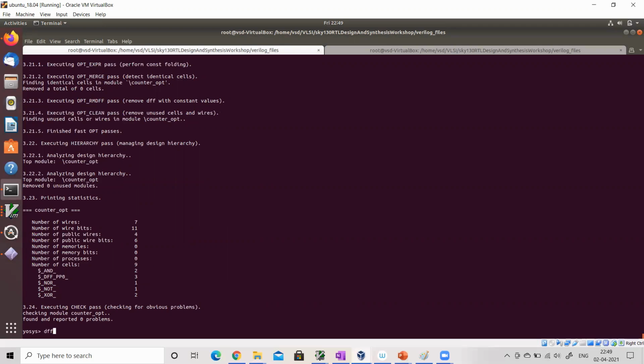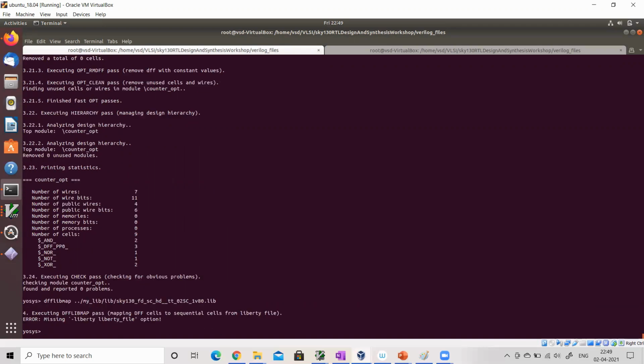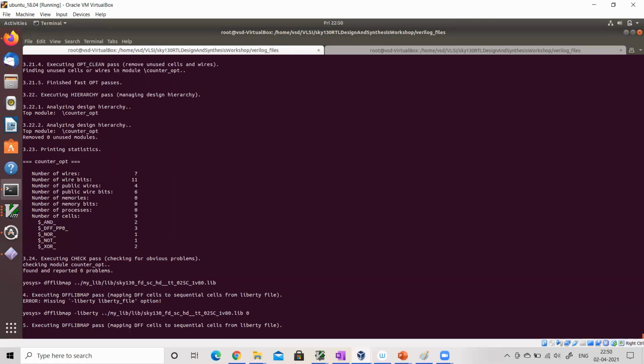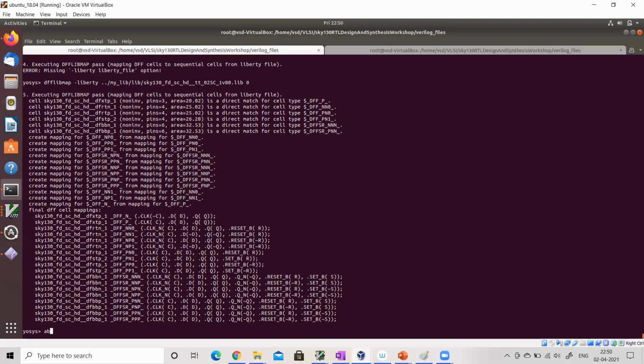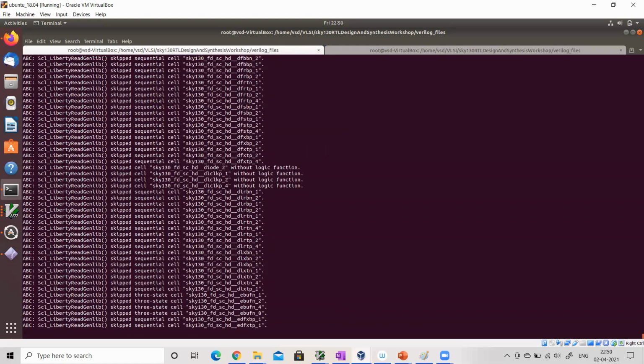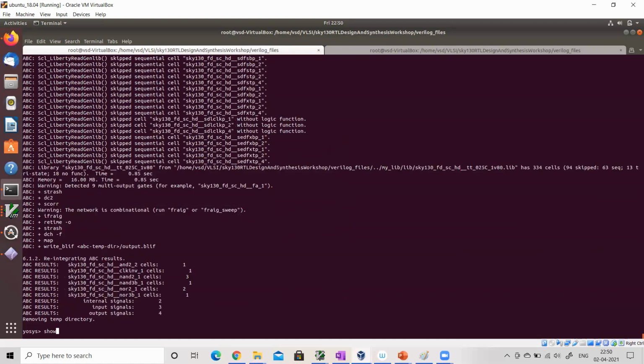Okay, now let us do dfflibmap -liberty mylib_lib. Oops, I think I missed the liberty option here. Minus liberty. After this, we have to do our ABC. abc -liberty lib/mylib, sorry, mylib_lib_sky130. So I'm going to show it again here.